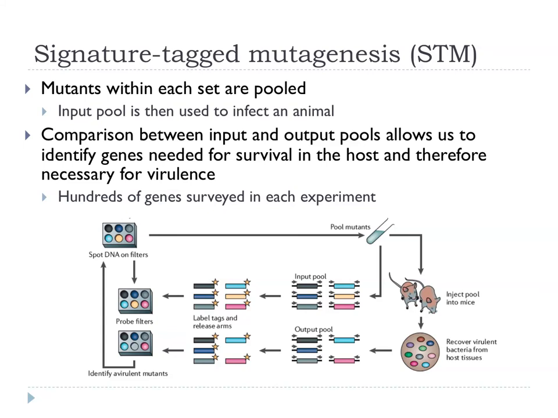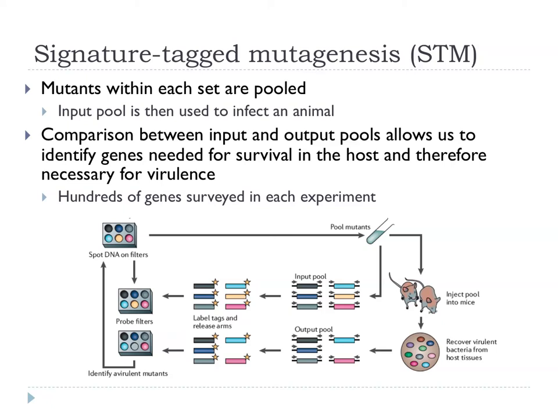The key point here is that you can then pool those mutants. And so you can take 100 of them in one go and mix them all together, and you can then infect an animal with that pool. Say you took 100 mutants in one go, you can put them into the animal. So you put them into a mouse, and then maybe a day later or 2 days later, after the infection has established itself in the mouse, you can sacrifice the mouse, and harvest the mouse organ, say the mouse liver.